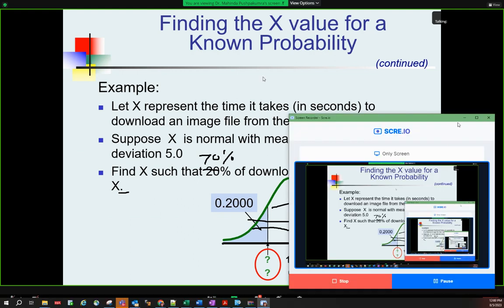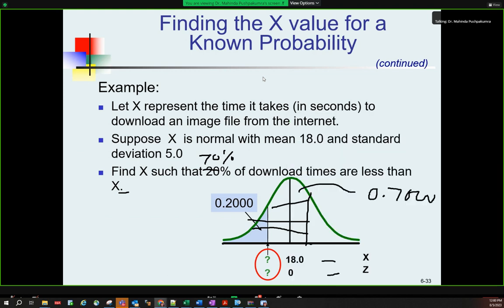Hey, everybody. Two answers. One is 20.6. Yes, most of them say 20.6. One says 15.4. That is wrong. It should be 20.6. Now the probability is 70%. Then what is the z value? Yes, what is the z value here?